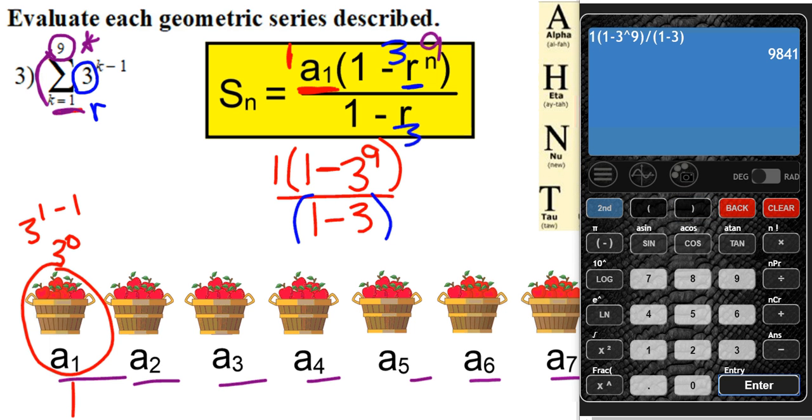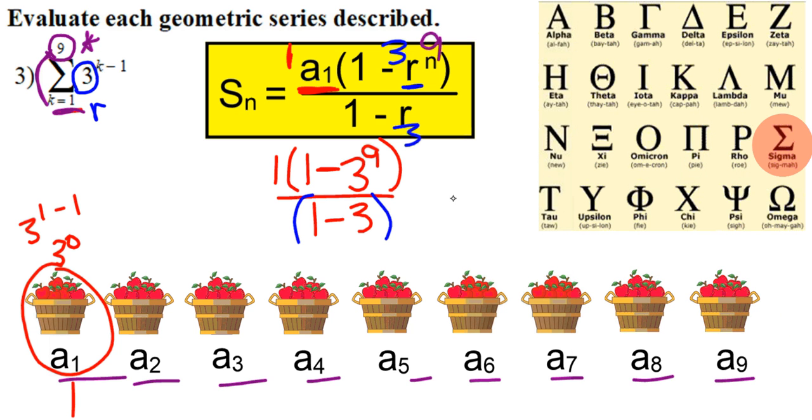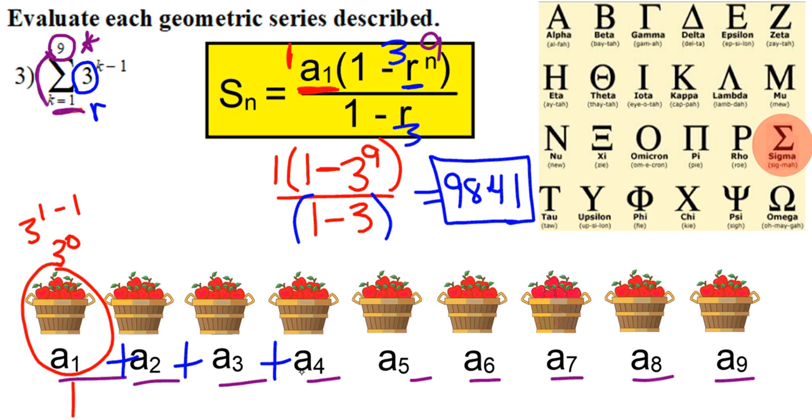The number's kind of big, 9,841. Seems like it might be too big, but remember what you're doing. You're actually adding up all of these numbers. And so you're adding up a whole bunch of numbers. It's going to be big in this case, especially since this R value is 3. So evaluate the geometric series. That's what we did.